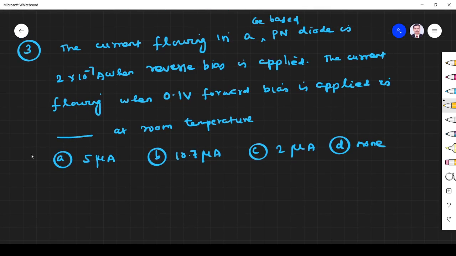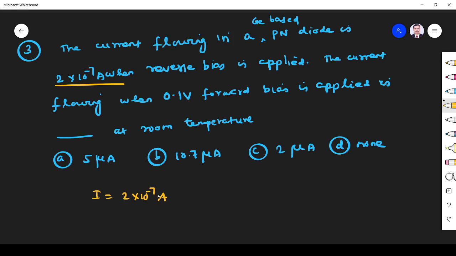Okay. The current flowing in a germanium based PN diode is 2 into 10 power minus 7 ampere. So I is equal to 2 into 10 power minus 7 ampere when reverse bias is applied. So what is the current flowing in reverse bias? Reverse saturation current. So it is I0. The current flowing when 0.1 forward bias voltage is applied. So when VF is 0.1 volt, what is the forward current they are asking.